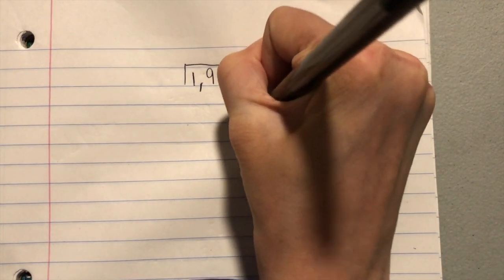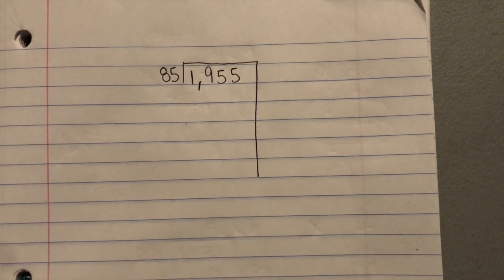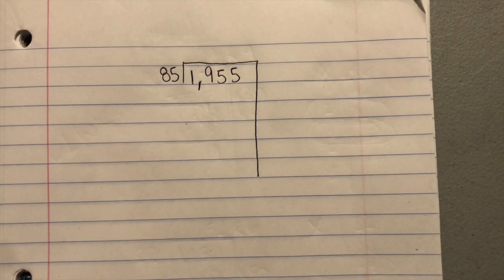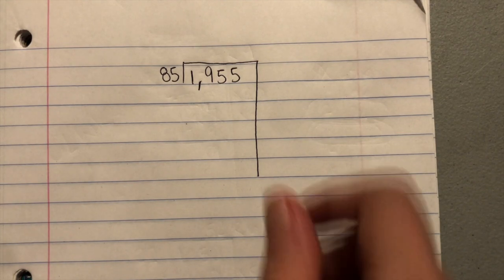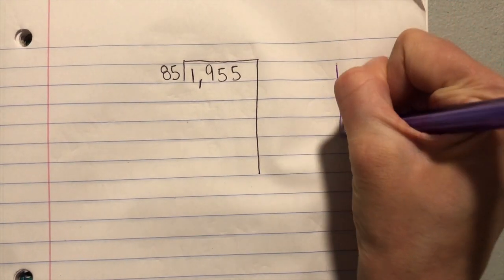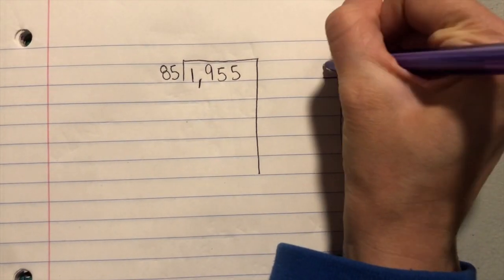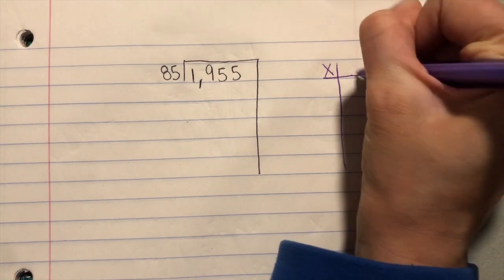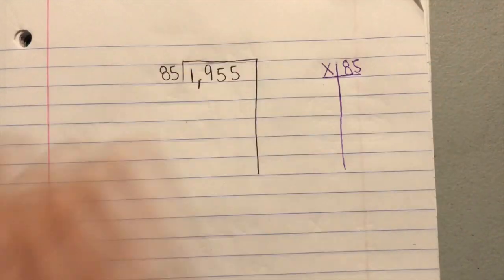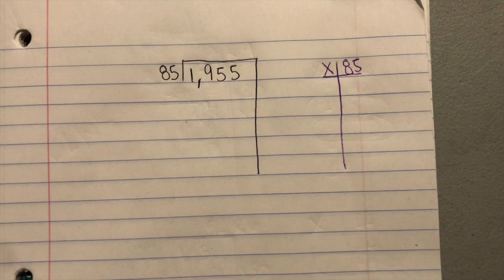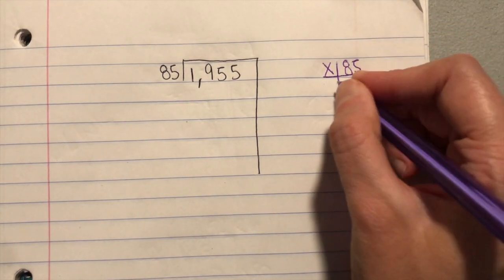1,955 divided by, I'm going to make that big 7, 85. All right, so I am going to make a T-chart for 85. Got a big divisor here. All right, so yes, unfortunately we have to count by 85, but I have a feeling we're not going to have to count very far.